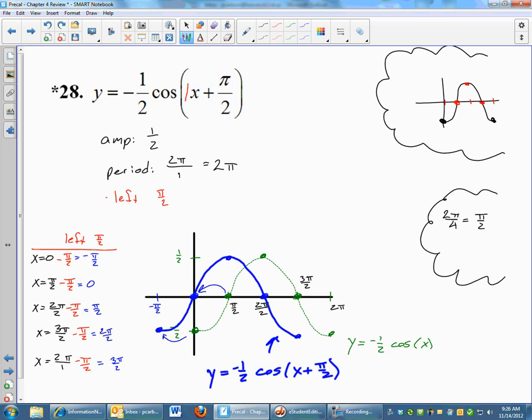Vertical or horizontal shifts really are a pain for trig graphs. And there are a couple of different ways to do it. One way is to subtract whatever you're shifting, or add if you're moving to the right. Another way is to simply look at the interval and hopefully it's a nice shift. All right, let's move on.